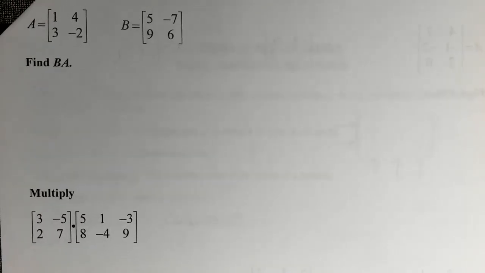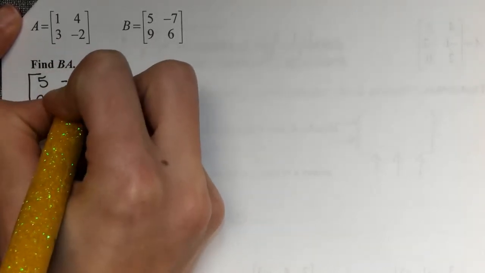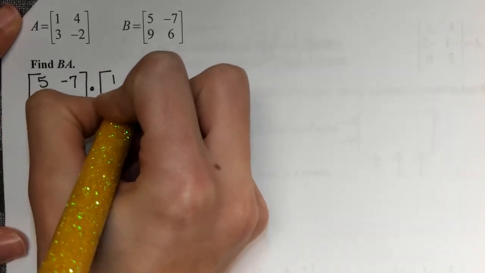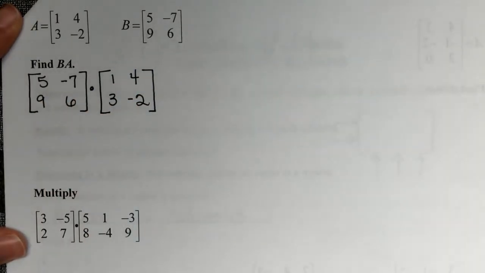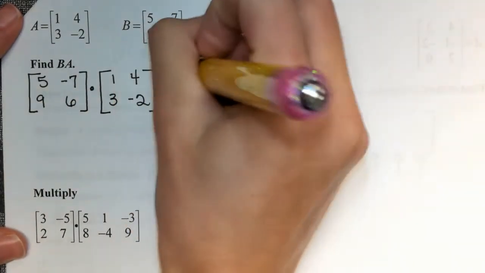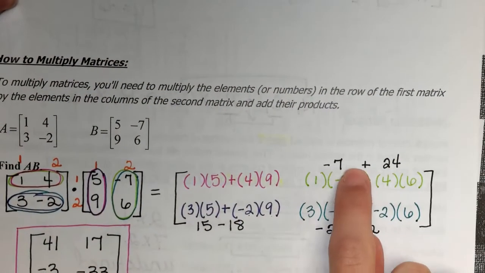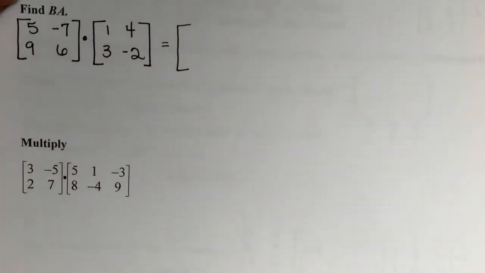Alright, so now we're going to multiply B times A. So 5, -7, 9, 6 times 1, 4, 3, -2. Alright, what I'm going to do, I'm not going to write it out like I did here. I'm going to do this. Okay? You should be able to follow me on that part.